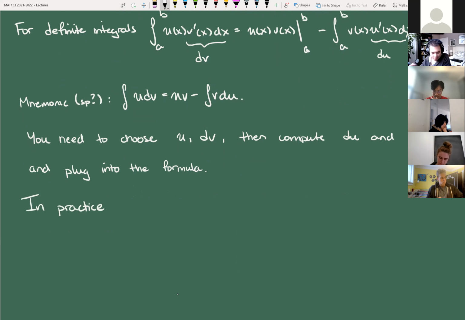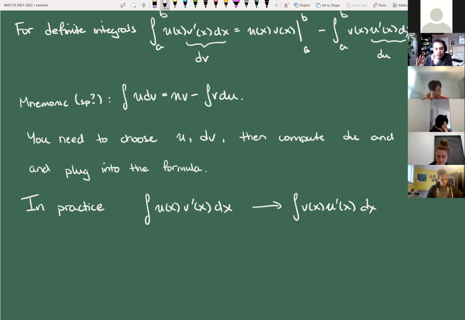Again, I'm going to rewrite the formula, but I'm going to exclude the uv portion. So I've got the integral of u(x) v'(x) dx. This basically transforms into the integral of v(x) u'(x). There's some other stuff going on, a minus sign, and this uv thing, but that doesn't matter. The point is you start with the integral on the left-hand side, and the hope is that by applying integration by parts, you arrive at an integral on the right-hand side, which is easier.